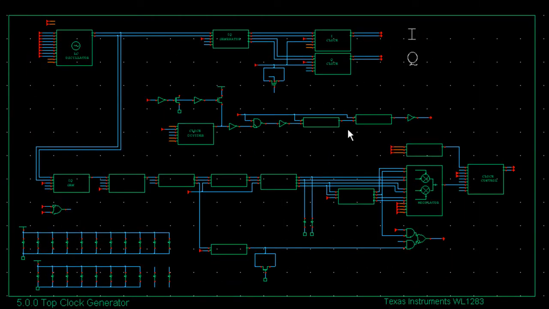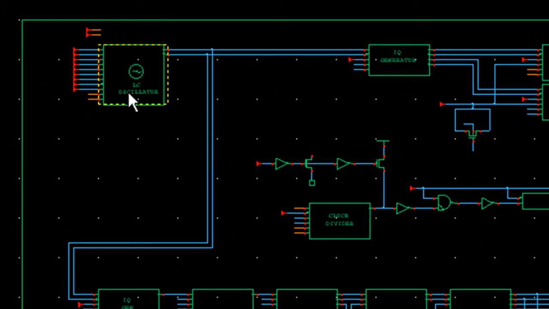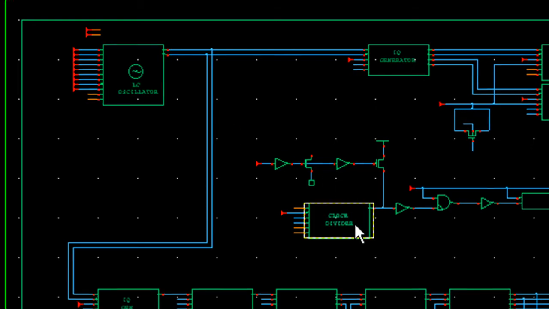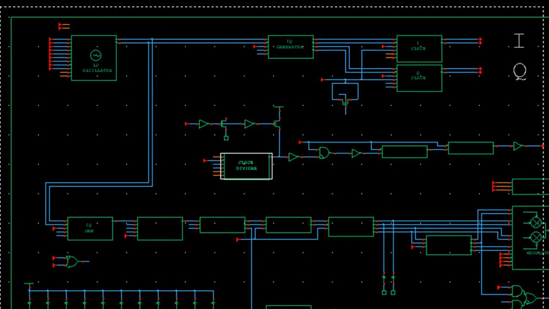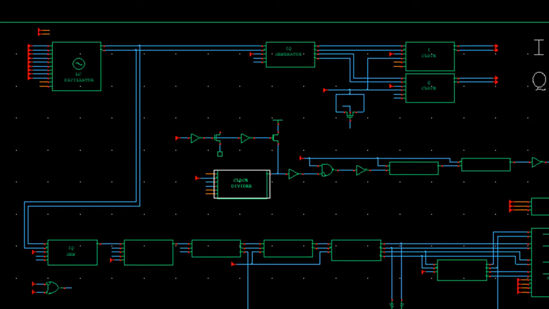As you know, modern communication systems use in-phase and quadrature signals for modulation and demodulation. As such, this requires accurate local oscillator outputs. The Bluetooth clock generator that I'm about to show you consists of a cross-coupled LC oscillator, some clock dividers, and several IQ generators. Let's take a look at the LC oscillator.